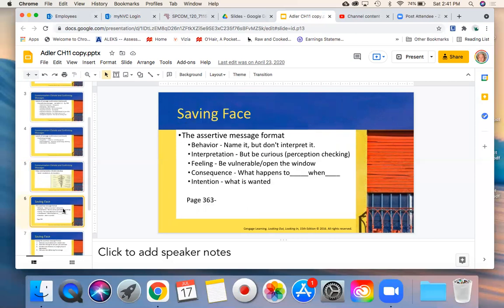I'm going to move to saving face, because this is what I want to talk about the most, which is the assertive messaging format. This is the part that I mentioned in the beginning that a lot of people might have a hard time with. These are the steps or parts in the assertive messaging format. This involves you being assertive with somebody else who you care about very much, but that you need to set up some boundaries with. You need to be assertive in some way. The first step, you can find it on page 363, so we can follow along together in the book.